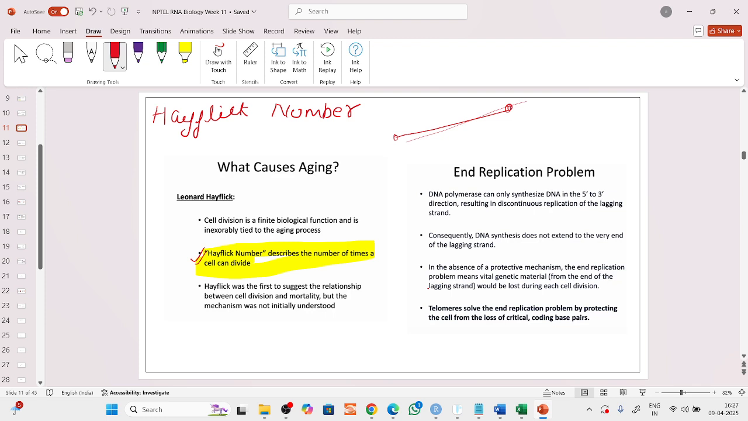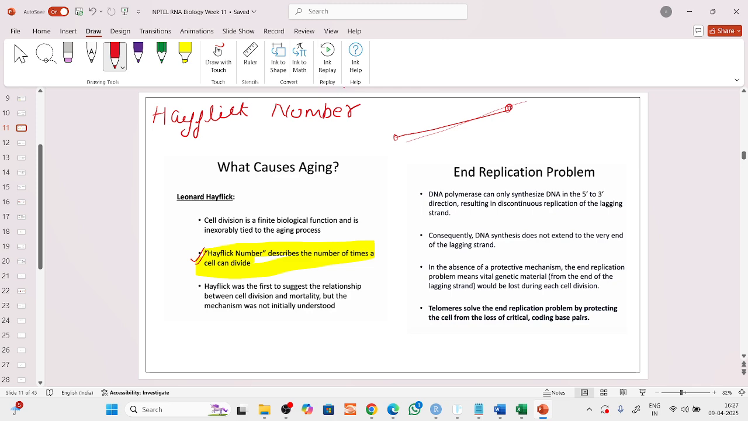So let us see what is written over here. DNA polymerase can only synthesize DNA in the 5' to 3' direction, resulting in discontinuous replication of the lagging strand. We all know that there is a leading strand and a lagging strand in replication. The replication is continuous in the leading strand, whereas the lagging strand replication is discontinuous, and we have Okazaki fragments in that case. Consequently, DNA synthesis does not extend to the very end of the lagging strand.